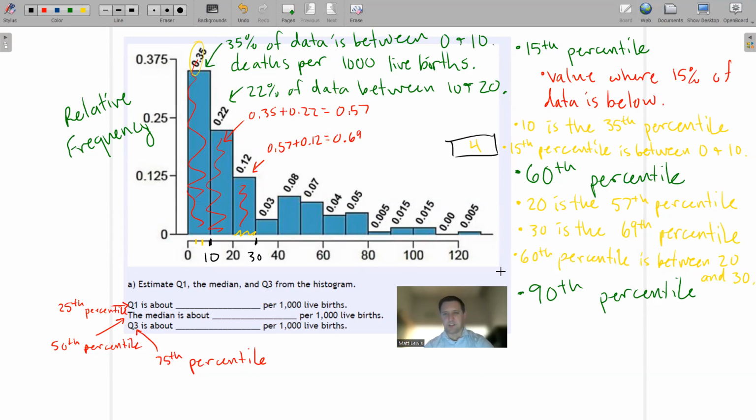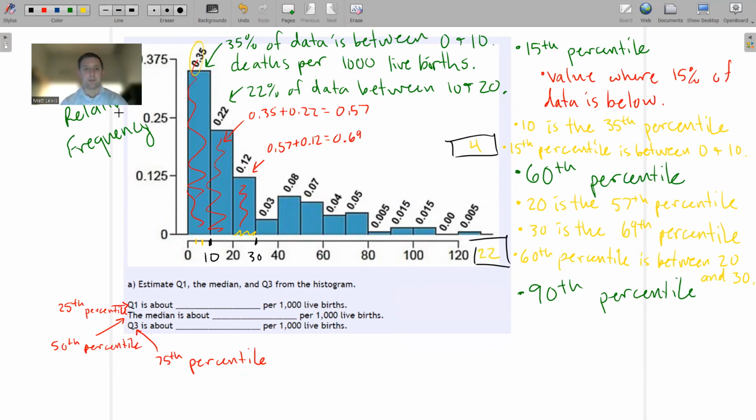The 60th percentile is much closer to the 57th percentile. So maybe I'll keep the number kind of small. Maybe I'll say 22 or 21 or something like that. But any number between 20 and 30 would be acceptable. All right, then let's keep going with the 90th percentile.